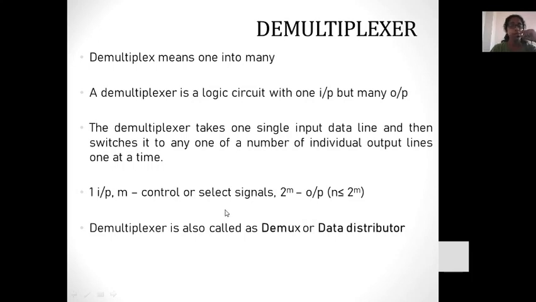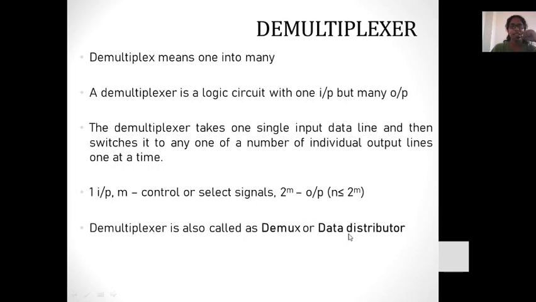Demultiplexer is also termed as DMUX, and it can also be considered a data distributor circuit. Why? Because the data is distributed from one input to many. So that's why we call the demultiplexer a data distributor. My dears, remember what the multiplexer is termed? Data selector. Because out of the many inputs, the control signal selects one and gives it to the output. That's why we term the multiplexer a data selector and the demultiplexer a data distributor.